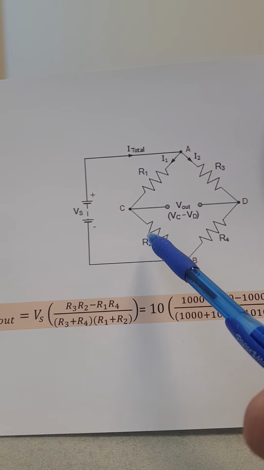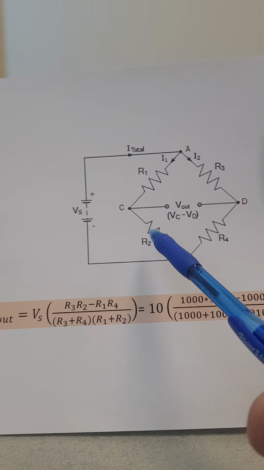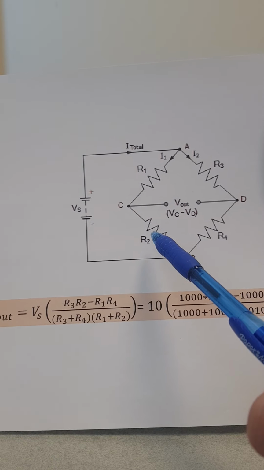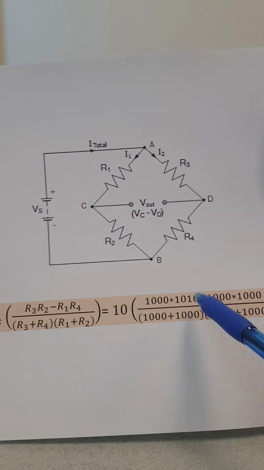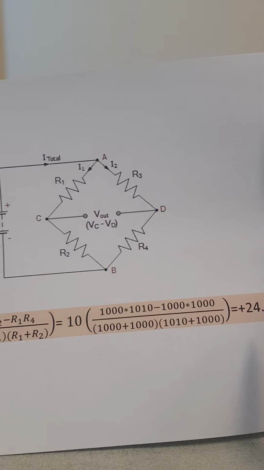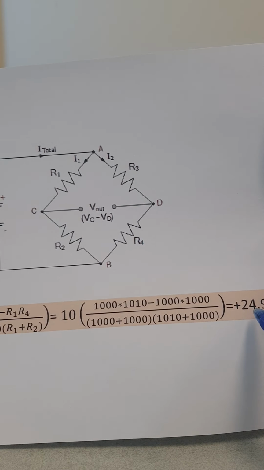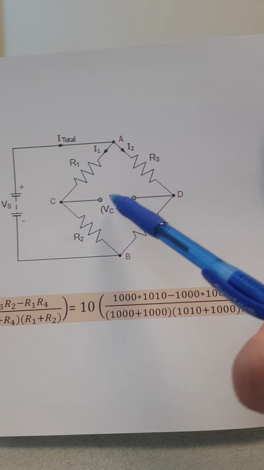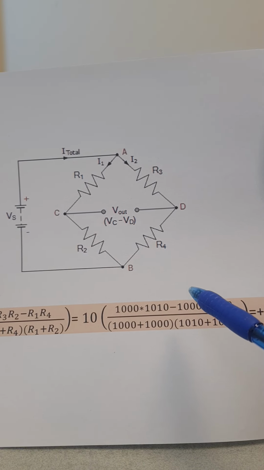Now let's go back to the previous situation with unbalanced conditions, where R2 is no longer 1 kilo ohm but is increased by 1%, so it is 1 kilo and 10 ohm. If you do the calculation, as we did before, the voltage we are supposed to get under the unbalanced condition is 24.9 millivolt.